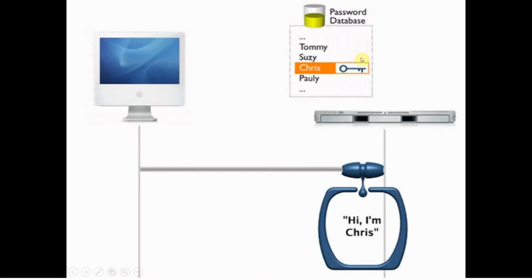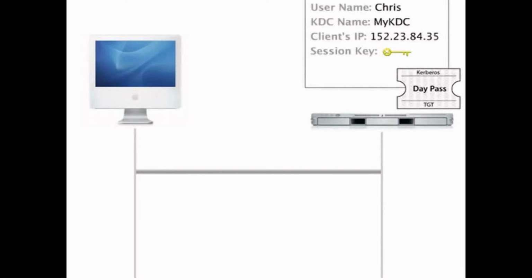The main reason for this transaction is for the packet to request a TGT, that is a ticket granting ticket, so that the client can access various services that he requires. A TGT is time sensitive, so it is time stamped. A TGT contains the following: username, KDC name, client IP, and a session key.